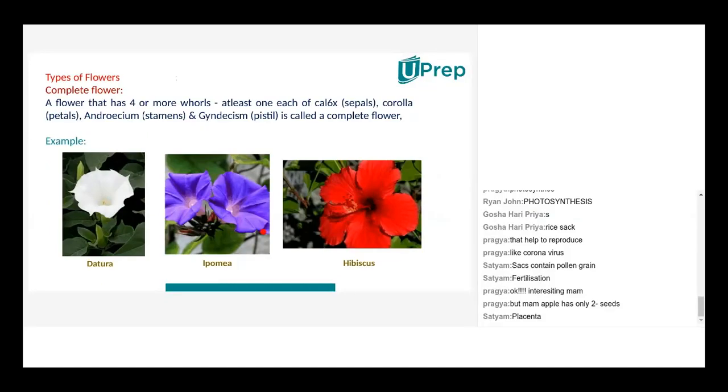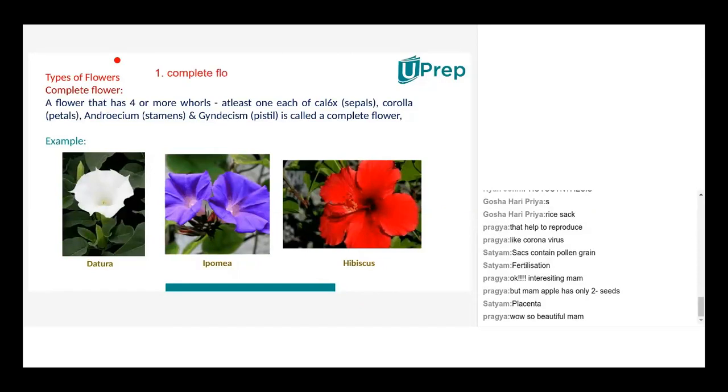Okay. Now, even before I discuss inflorescence, I wanted to discuss types of flowers. As we know, there are different types of flowers, but broadly speaking, we can differentiate flowers into two types. One is the complete flower.